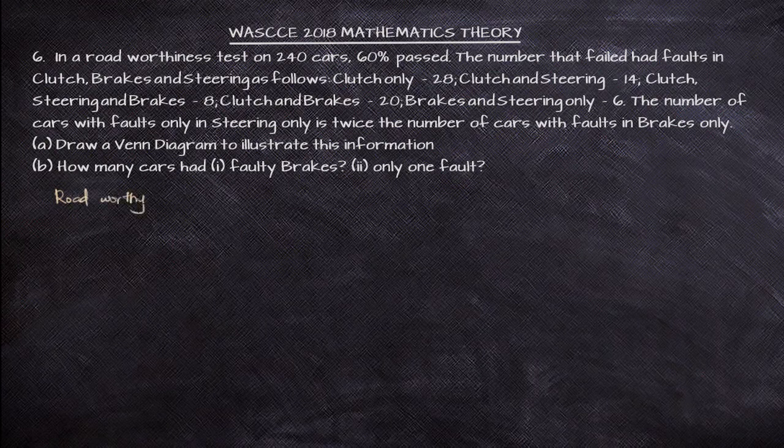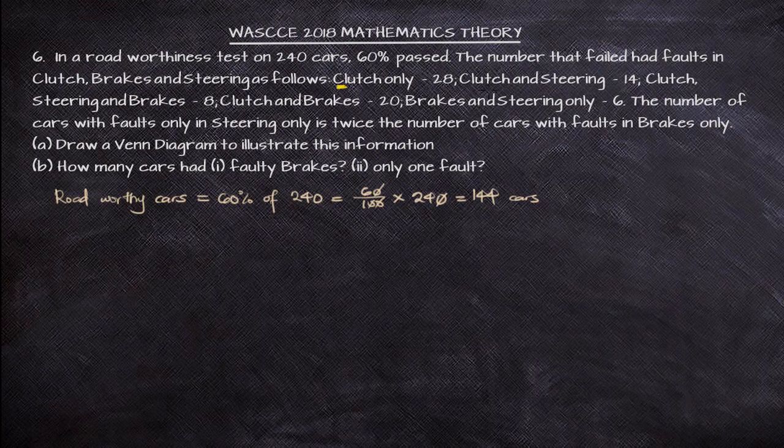Now, from the information we are given, the roadworthy cars will be 60% of 240 cars. If you calculate that, it will be 60 over 100 times 240. The zeros will cancel out, such that we have a total of 144 cars. So 144 cars are roadworthy. They don't have any faults, so they are good to go.